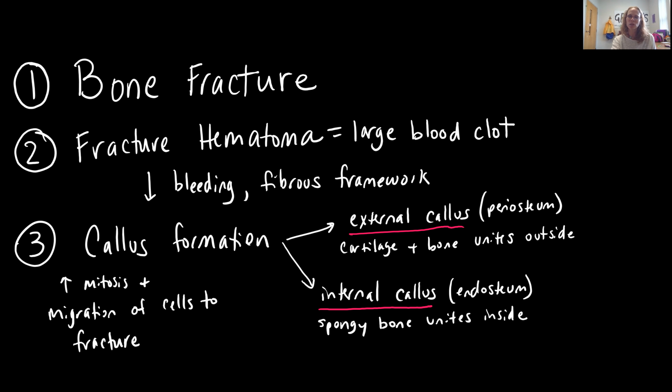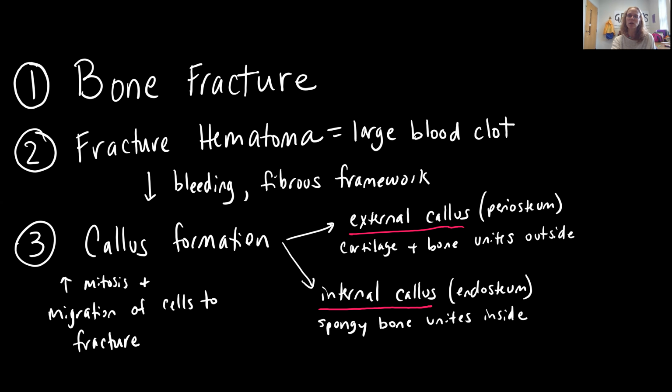The next thing that we have happening is what's called a callus formation. In this case, you're increasing your amount of mitosis. You have a migration of the cells to the fracture so that you're actually starting to make a repair structure. You have both an external and an internal callus. So the external callus is coming from those osteogenitor and osteoblast cells that are in that periosteum. And what we see is that first cartilage and bone eventually will unite the outside of that bone fracture.